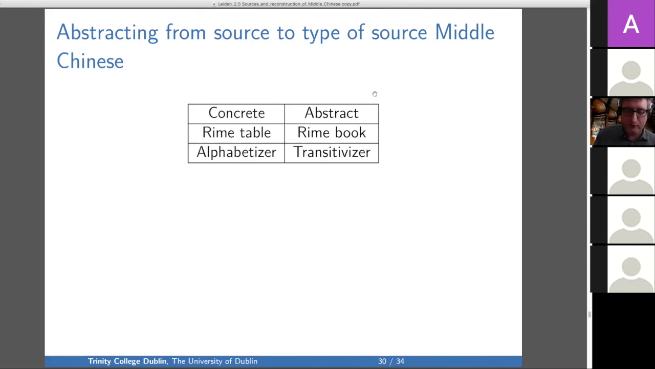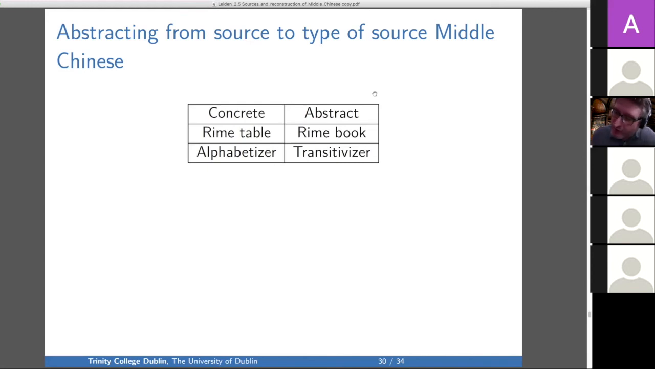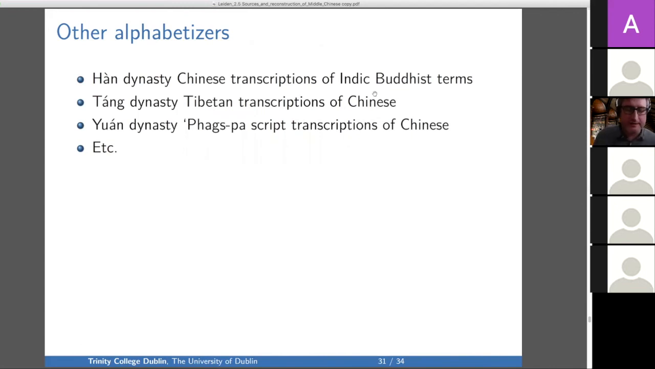So now we look at what, I'm already over time. Just stick with me a few more seconds. What are the roles that the evidence plays? So the rhyme tables, this actually isn't quite right, but what is their function? Their function is supplying phonetic interpretations. So I call that alphabetizing. But they only do it for very, very few characters. So what is the purpose of the rhyme book? I call it transitivizing. It's telling you which other characters you can apply those same interpretations to.